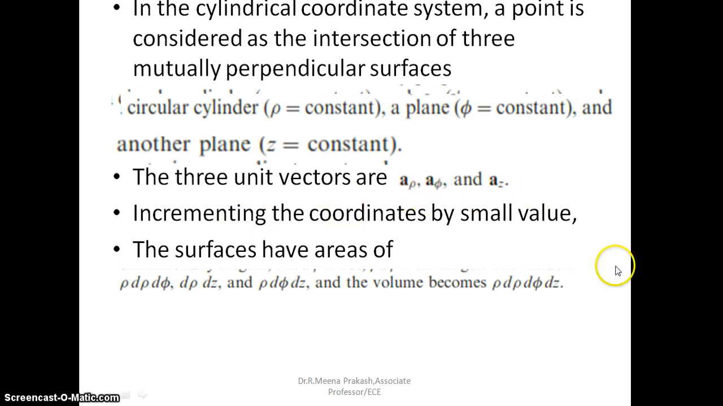So again we have incremented by small values. The surfaces are rho d rho, the surfaces. Here there are three surfaces. Just as we have three surfaces, dx dy, dy dz and dz dx in the rectangular system, similarly here also we have three surfaces.